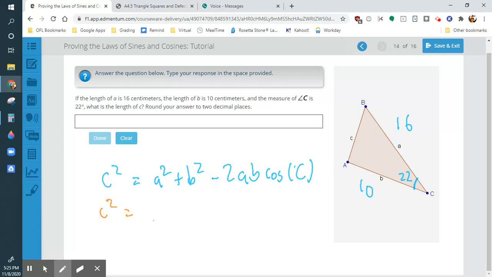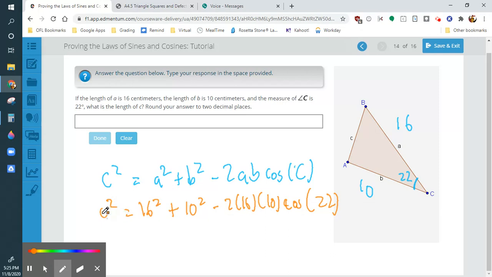So once I plug everything in, the actual work begins. C squared equals A squared, which is 16 squared, plus B squared, which is 10 squared, minus 2 times our A, which is 16, and our B, which is 10, times cosine of, this time they did give us the angle. I find these easier because you just pop the sides in and then solve for the rest.